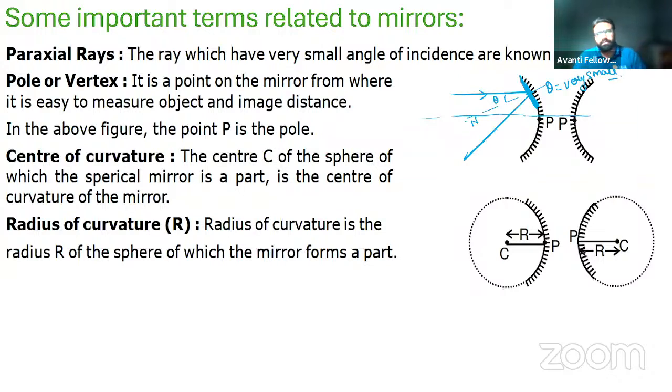Okay. And in this entire chapter we will be considering all the rays which are reflecting, or wherever the reflection or refraction takes place, we consider those rays to be paraxial rays. Okay. Now pole or vertex किसे बोलते हैं? I have told you, it is a point on the mirror from where it is easy to measure the object or image distance. ये भी एक reference point आप कह सकते हो. Second thing is, it is the mid portion of the reflecting surface, exactly at the midpoint. Clear?